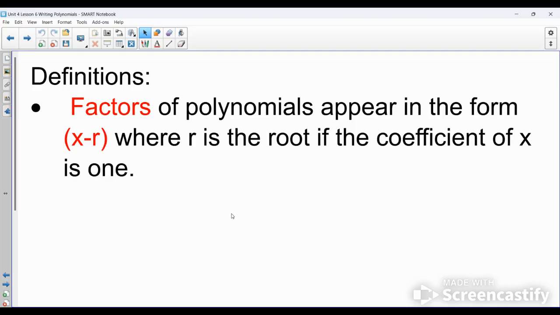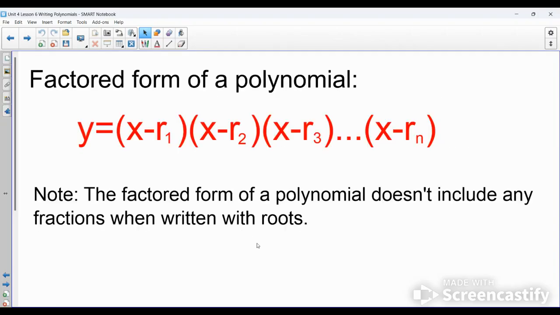So the definition that we're going to work from is, factors of polynomials appear in the form of x minus r, where r is the root if the coefficient of x is 1. We'll talk about when we have fractional roots as well in this video. So your factored form, as you guys know, because we've asked you to solve by factoring, is when you have x minus one root times x minus another root times x minus another root, however many roots there are for your polynomial. Sometimes they don't always factor this way.